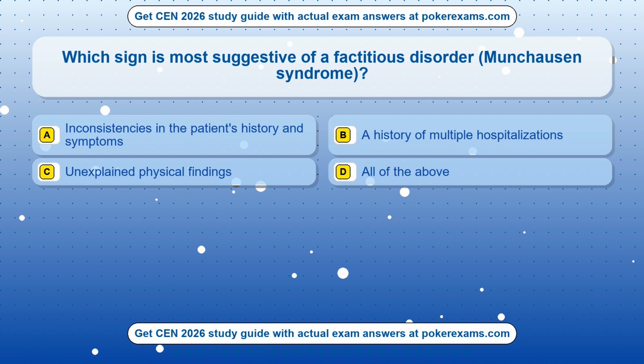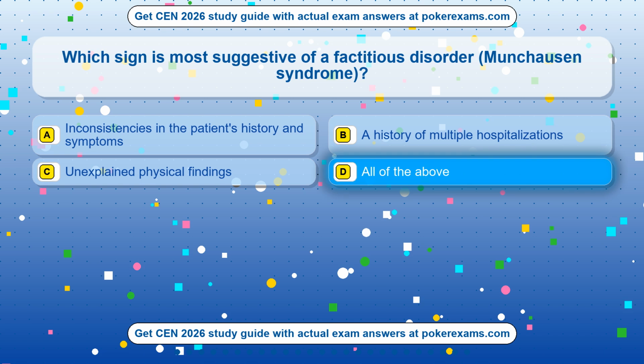Question 7. Which sign is most suggestive of a factitious disorder, Munchausen syndrome? Option A, inconsistencies in the patient's history and symptoms. Option B, a history of multiple hospitalizations. Option C, unexplained physical findings. Option D, all of the above. The correct answer is option D.